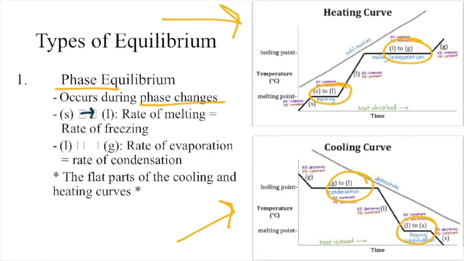When I transferred this over from PowerPoint to the app I'm using, it didn't do some of the symbols. So these are the flat parts of our heating and cooling curves, all right? Key takeaway here: phase equilibrium, phase change. So solid to liquid, liquid to solid, gas to liquid, liquid to gas.